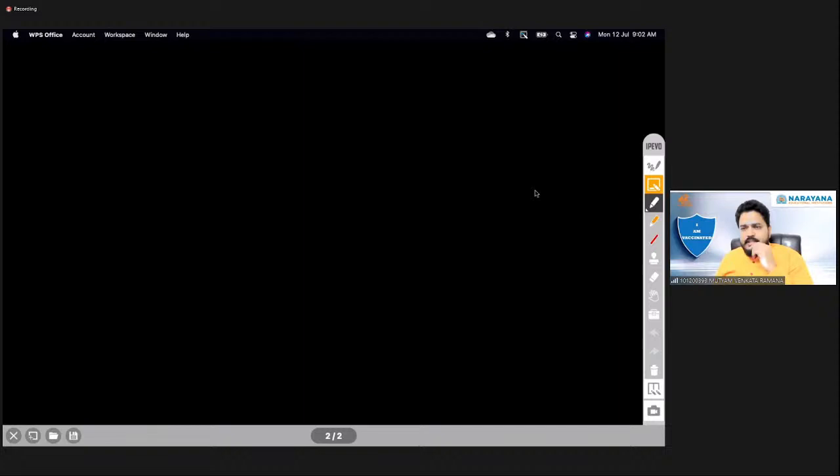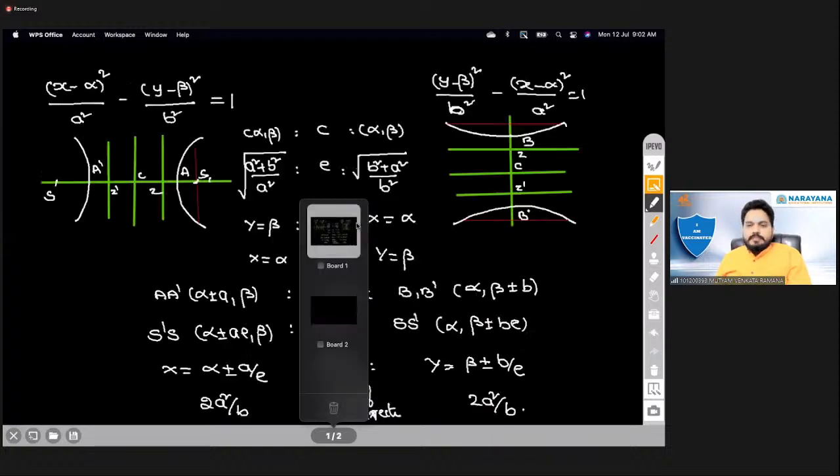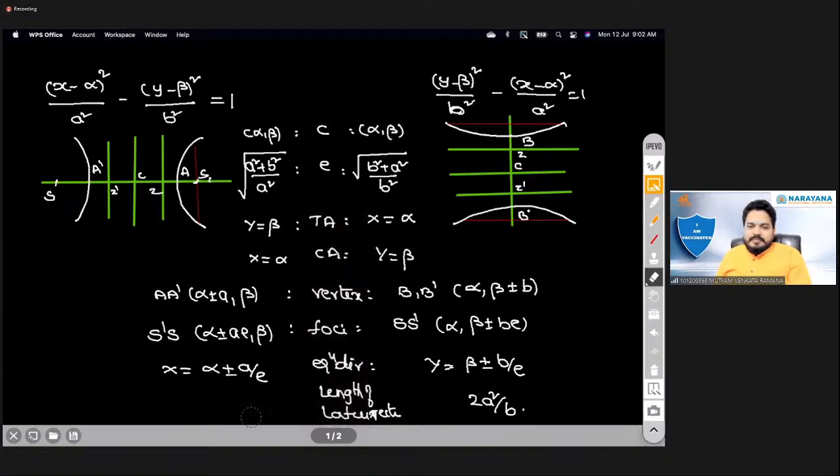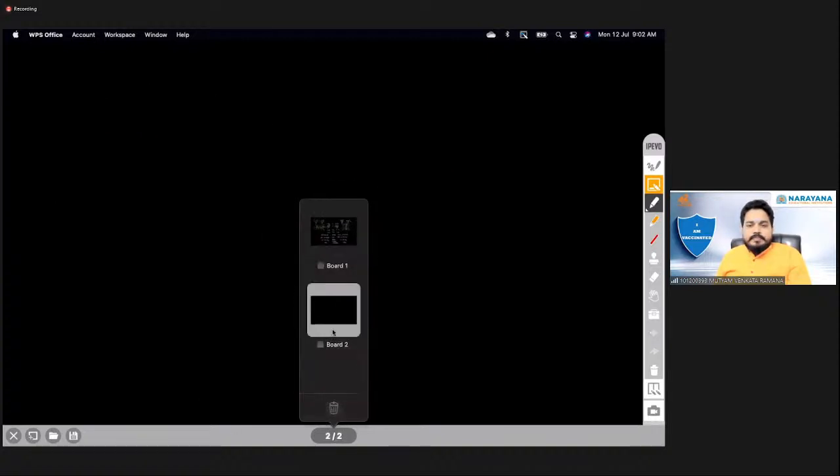Yes. Sir, in the last one, the length of the latus rectum should be 2b square by a, sir. What have I written? You wrote 2a square by b only, sir, for both. Oh, I wrote that. Ah, yes, sir. Just a minute. This side is 2b square by a. So all of you make that change.